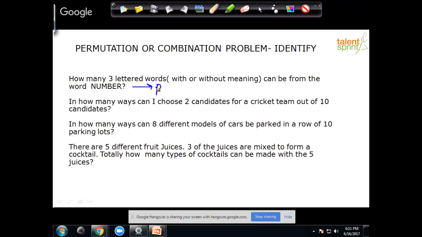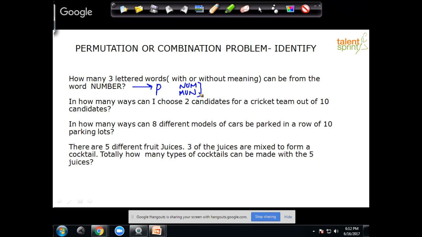So how do we say that? See, how many 3-letter words can be formed from the word NUMBER? So for example, here 3-letter word means, see, NUM is a 3-letter word, correct? Similarly, MUN is another 3-letter word using the same 3 letters. But the thing is, here the order is different, but these 2 are considered as 2 separate cases. So what does that mean? Here order is very important.